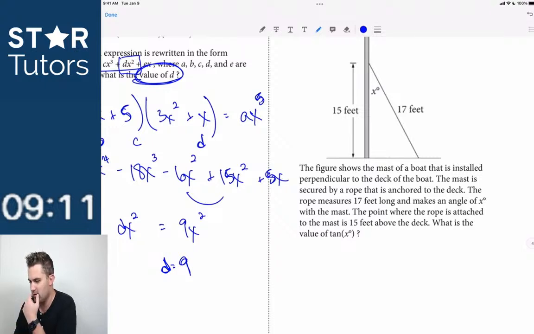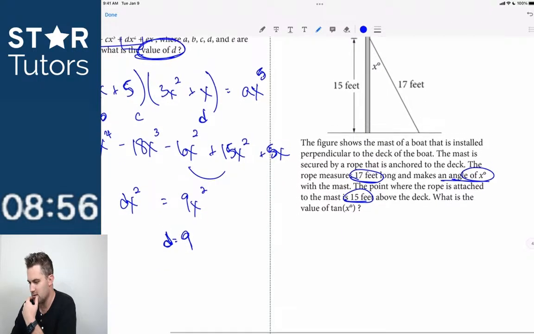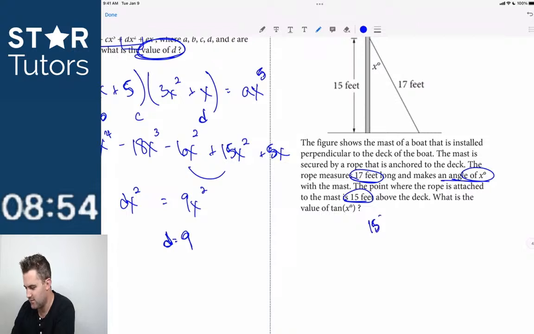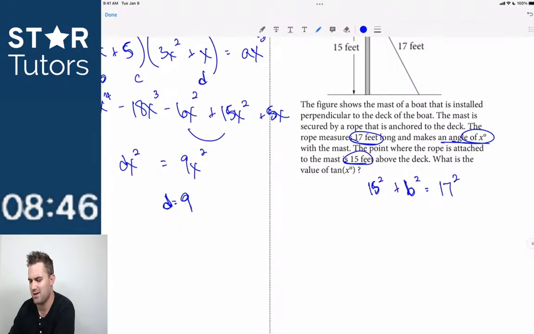The figure shows the mast of a boat that is installed perpendicular. The mast is secured. The rope measures 17 feet. It makes an angle at x degrees. The point where the rope is attached to the mast is 15 feet above the deck. What is the value of tan x? So we just have to solve, right? So 15 squared plus b squared is equal to, maybe this is like a Pythagorean triple? What is 15 squared? 225. I think this is 289. Is that right? Let's see.